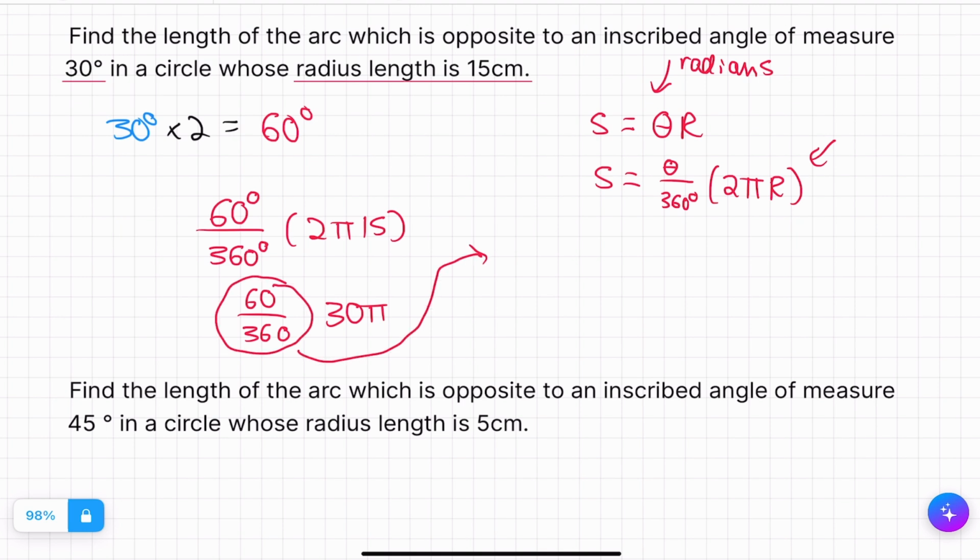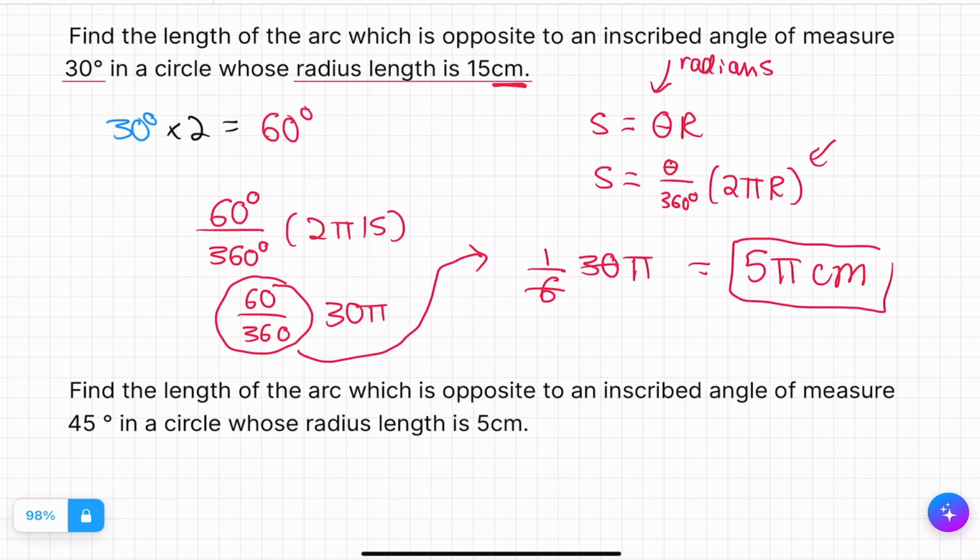I'm going to write this over here for more room. We know that 60 goes into 360 6 times, so we can rewrite this as just 1/6. And now we still have our 30 pi. 6 goes into 30 5 times. So our answer is going to be 5 pi, and we have units of centimeters, so 5 pi centimeters.